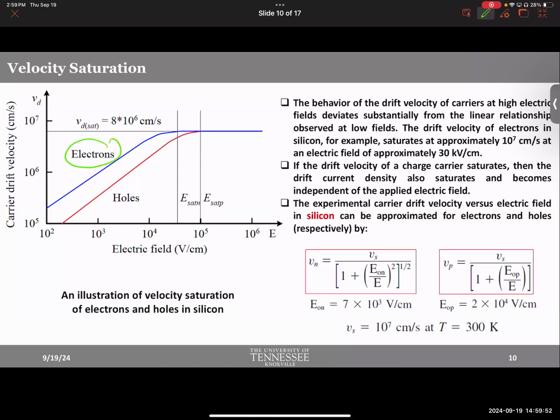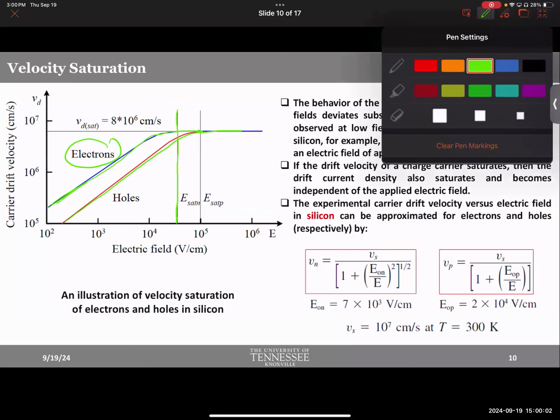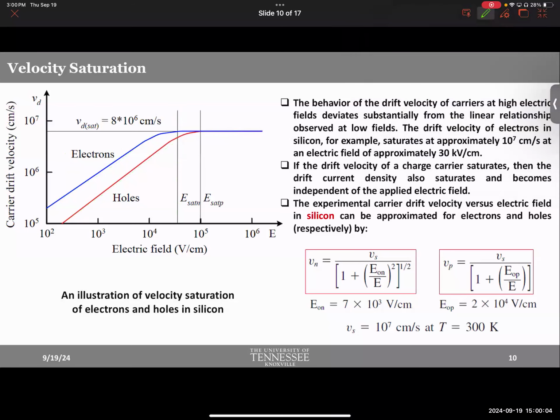This blue line shows the velocity saturation curve for electrons, and the other one shows the velocity saturation curve for holes. Electrons saturate at a certain electric field, and holes saturate at a different electric field. So there is a difference. You notice that?